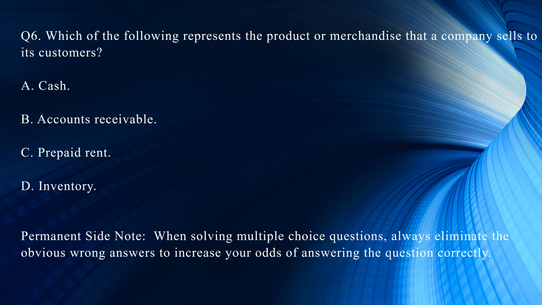So we could eliminate the obvious. Which of the following represents the product? Is cash a product? No. Is accounts receivable a product? No. Is prepaid rent a product? No. Is inventory a product? Yes, it is a product or merchandise that a company sells to its customers for money, for cash. So we know that the answer to the question is D, inventory.